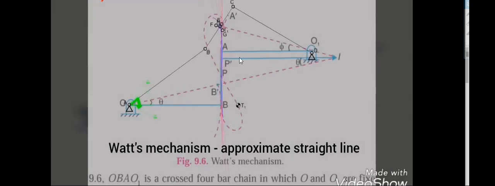Watt's mechanism you should know. This is the major mechanism you should remember for your exam related to approximate straight line. And the other one you should remember is grasshopper. Robert's mechanism you need not remember. Watt's mechanism you should remember.